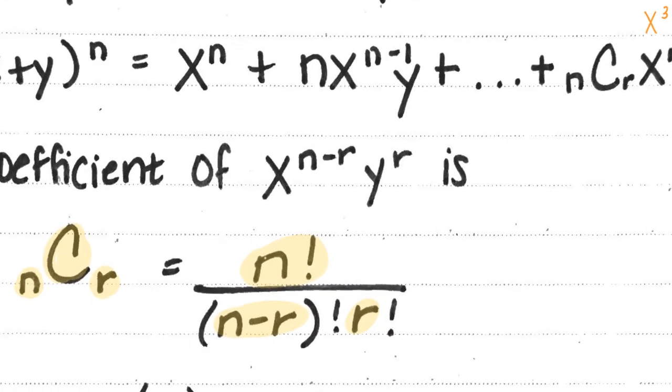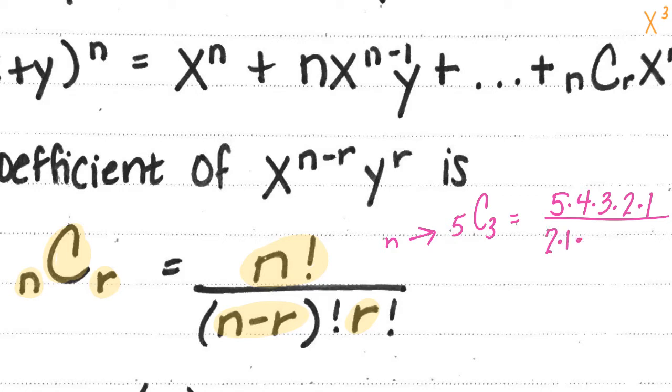If I had 5 combination 3, that would be 5 factorial, because the n is the first, this is the n. That would be 5 factorial on the top. And then I would take 5 minus 3, which is 2 factorial on the bottom. And then I would take r factorial, which is just my 3 is my r, so I'd take 3, 2, 1. And from here we would reduce, and I would continue to reduce, and you get 10.